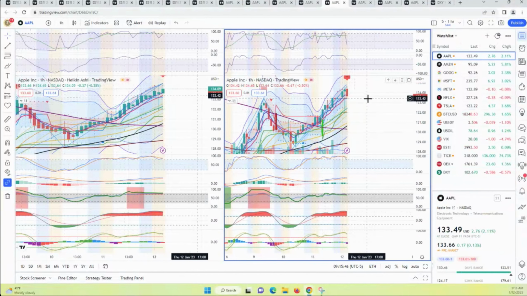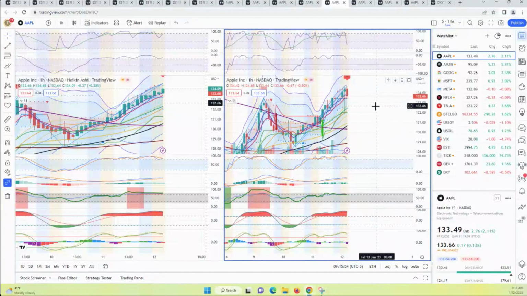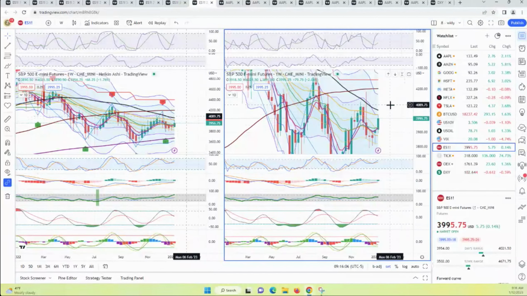So we are watching this number here again for 132.40 to 132.30 area for Apple to take a bounce. If that bounce fails, then Apple very likely will push into 132.66 and very likely 132.40. Cool. Now let's get into a bit of SPX here.